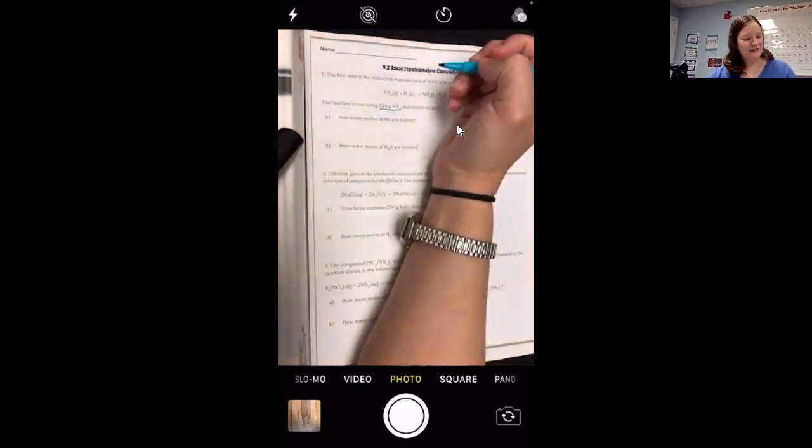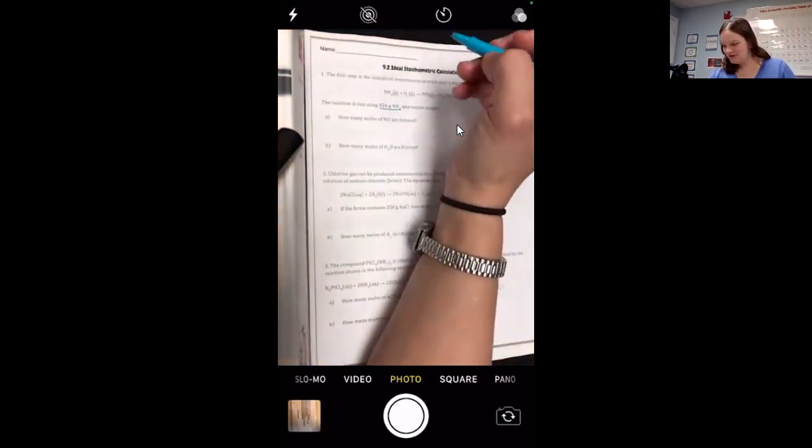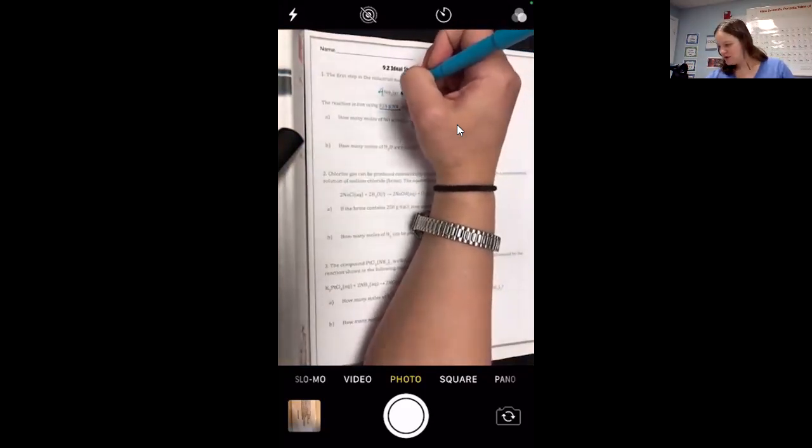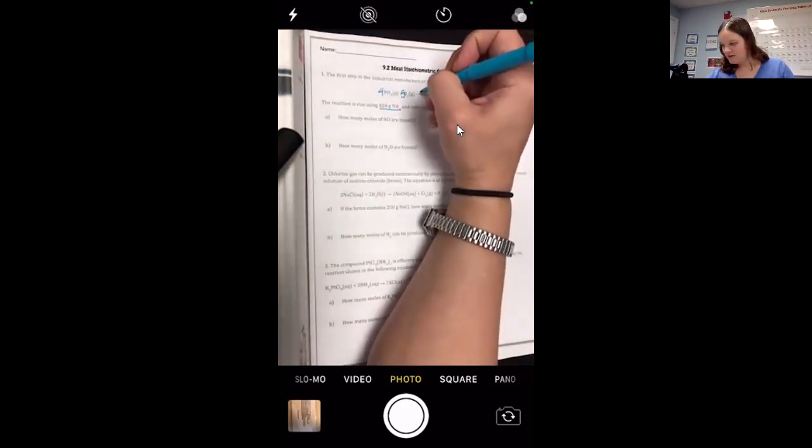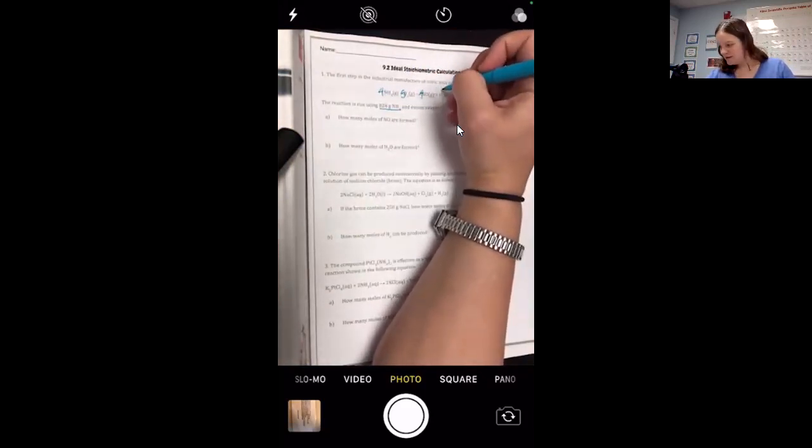So you should pause and you should balance this equation. Make sure you remember how to do that. And when you've balanced the equation, you would find the coefficients to be 4, 5, 4, 6. I'm going to assume that you paused and did it and didn't just cheat and look at the answers like I did.